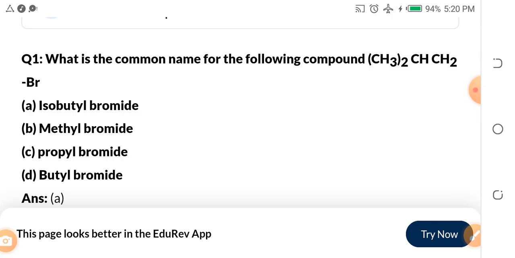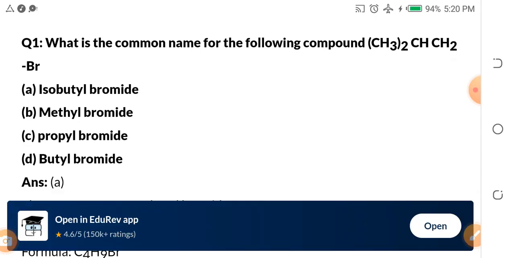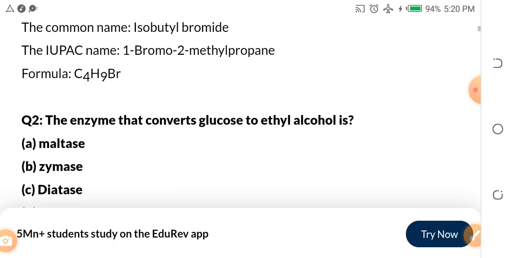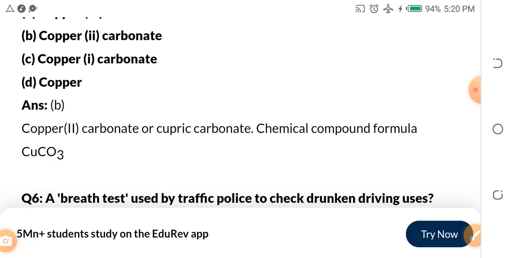What is the common name of the compound (CH3)2CH-CH2Br? The answer is isobutyl bromide. In part 9, we will certainly continue with our review questions and answers for you in chemistry.